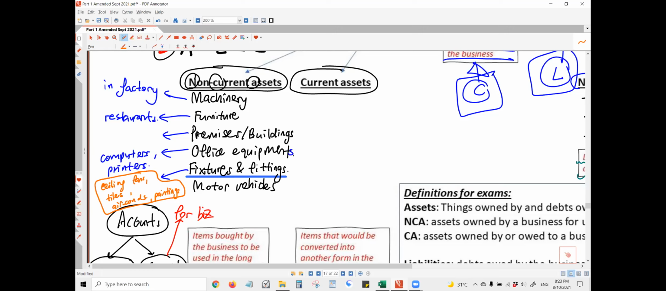Then you would have your own version of fixtures and fittings. Okay, aircons. I think every business needs aircons nowadays. Okay, so you should have fixtures and fittings.